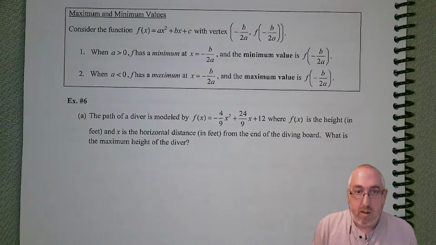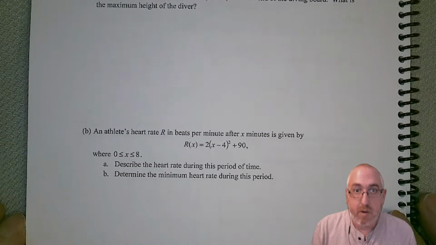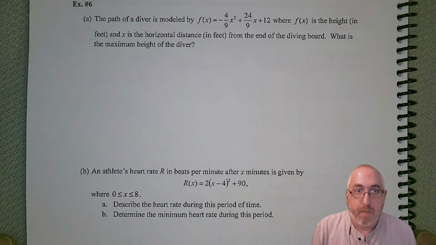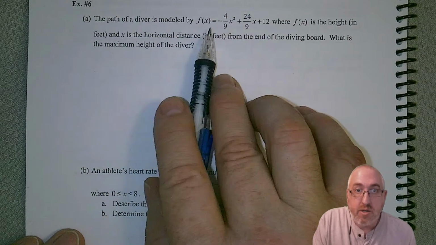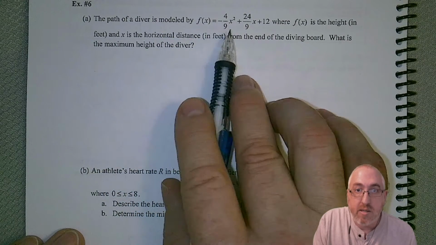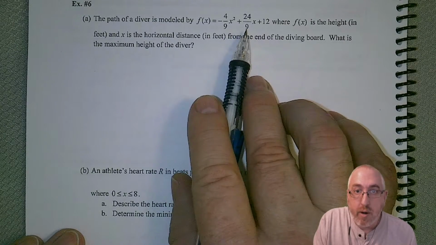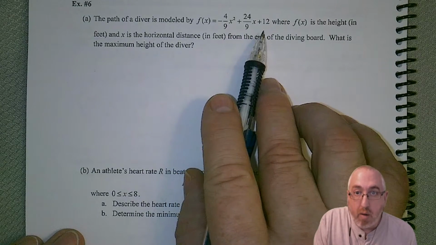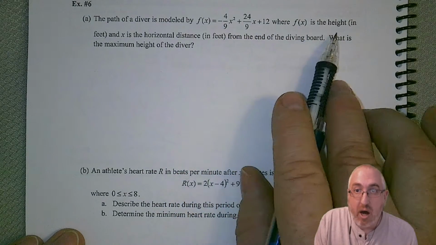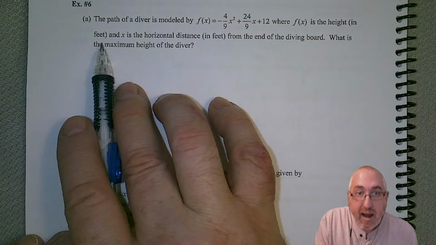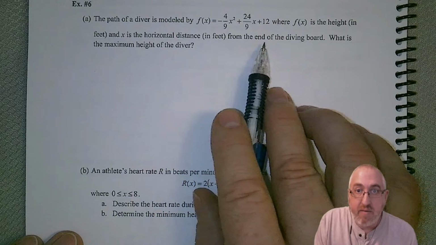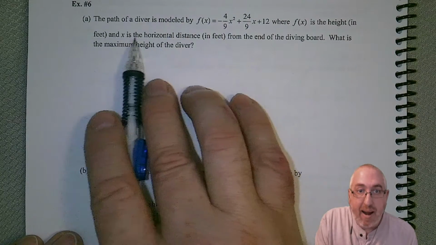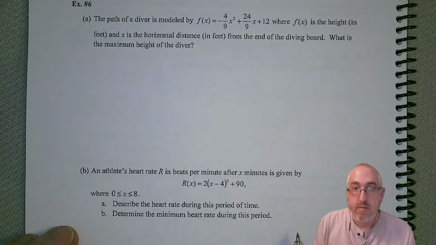So let's take a look at number 6. It says the path of a diver is modeled by the function f of x equals negative 4/9 x squared plus 24/9 x plus 12, where f of x is the height in feet and x is the horizontal distance in feet from the end of the diving board. What is the maximum height of the diver?